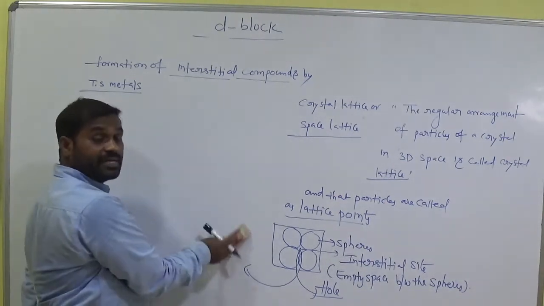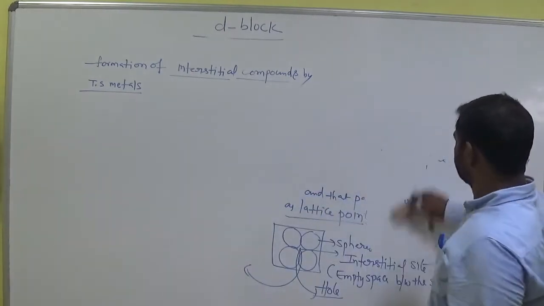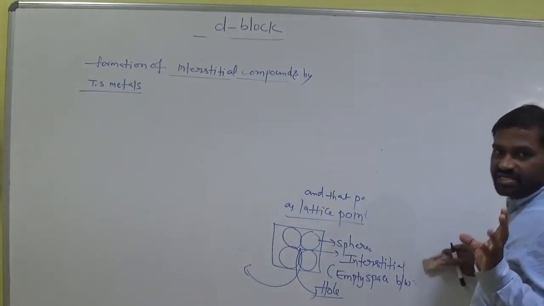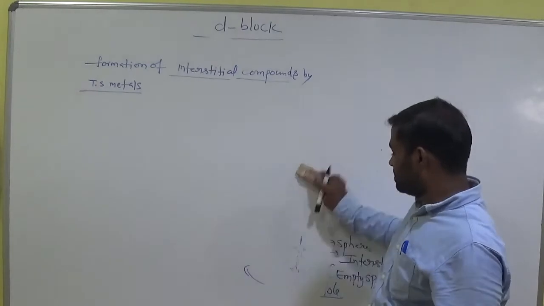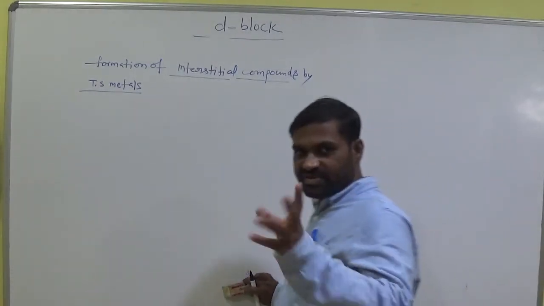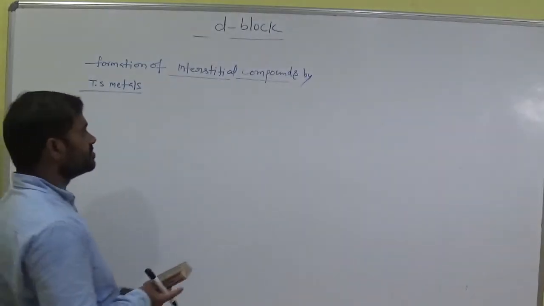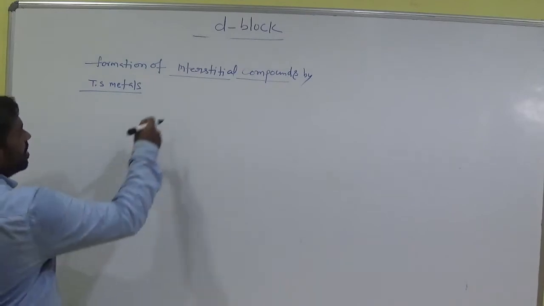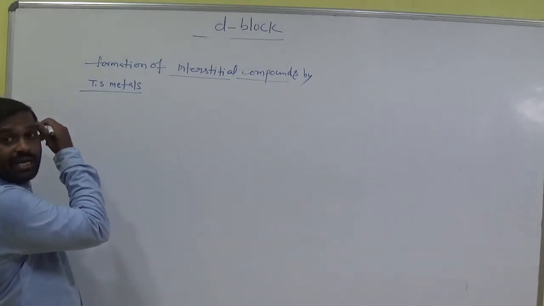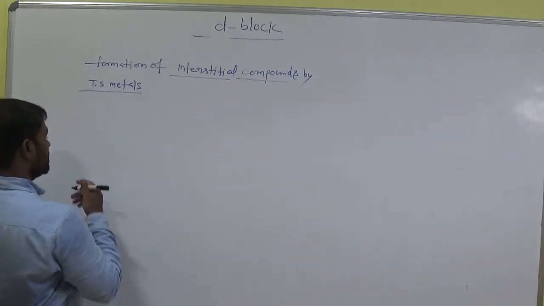We have the topic solid state in second year. So now did you get the point about interstitial here? Simply empty space, you should remember that, in between the spheres or particles. Okay. So now, how do we form interstitial compounds? By the transition elements.